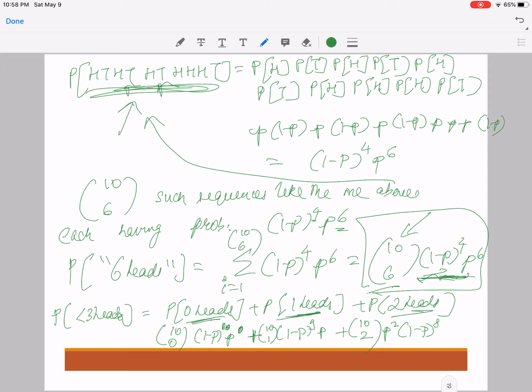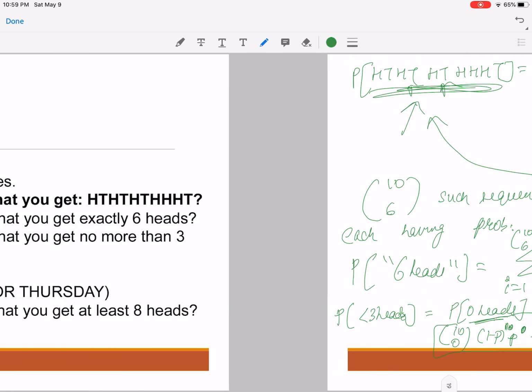So the total probability will be by adding all of these individual probabilities, and that will give you the probability of less than 3 heads.